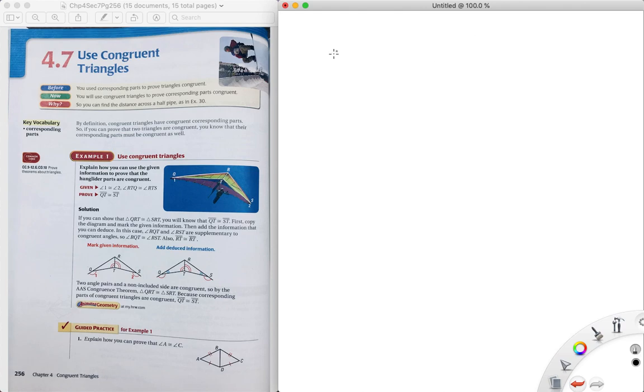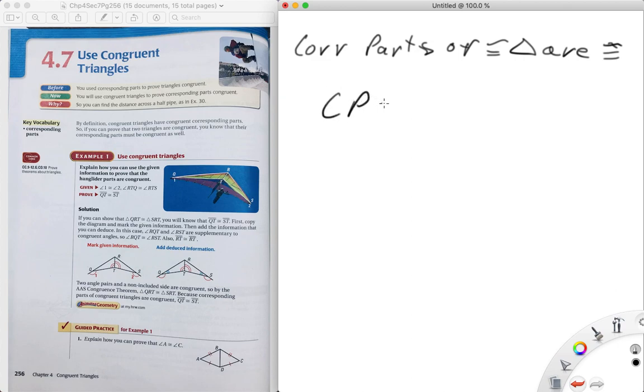Wait, no, I'm sorry. Corresponding parts of congruent triangles are congruent. I call it CPCT. Corresponding parts of congruent triangles are congruent. CPCT, sometimes I might put the C at the end, but I don't care.